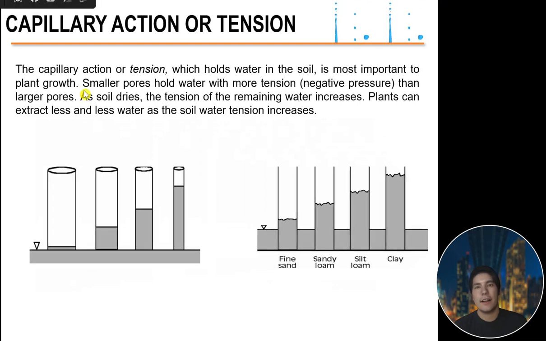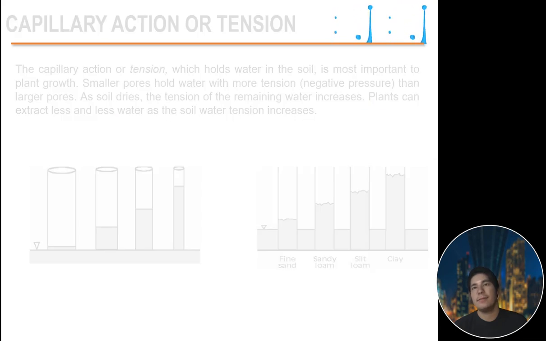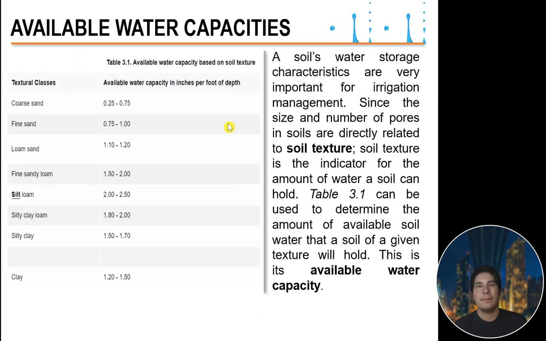So the capillary action or the tension which holds water in the soil is most important to plant growth. No? Small pores hold water with more tension or negative pressure than larger pores. So as soil dries, the tension of the remaining water increases. So plants can extract less and less water as the soil water tension increases. So yun lang, no? So yeah, hindi maganda pag clay yung soil.